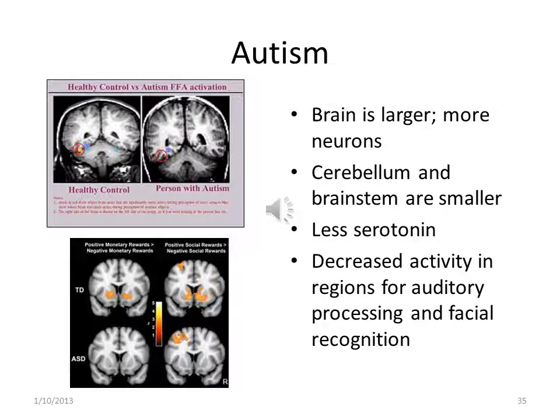This slide lists some of the differences between the brain of a person with autism versus the typical brain. People with autism have a larger brain than others with more neurons. However, their cerebellum and brainstem are significantly smaller. They have fewer neurons that produce serotonin, and in fact, serotonin reuptake inhibitors, or SSRIs, can be useful in some people with autism in treating the signs and symptoms. And there is also decreased activity in parts of the cortex that process auditory signals and facial recognition.